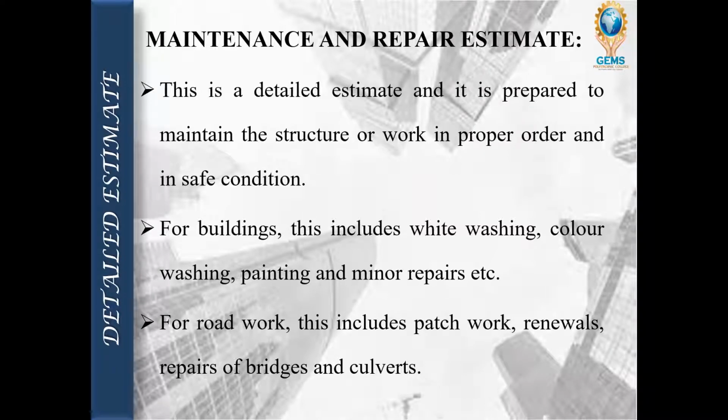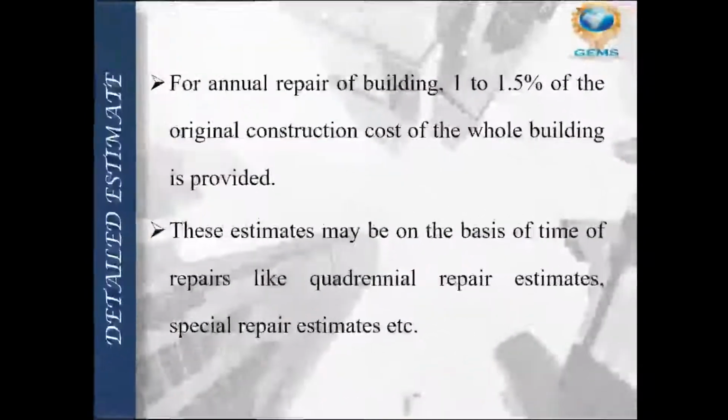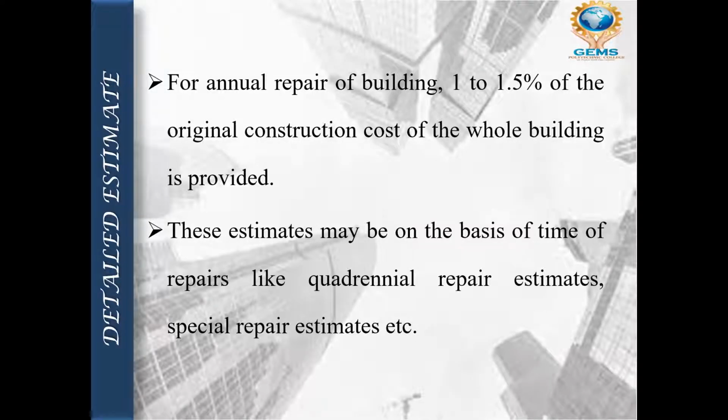Why do we do the maintenance and repair estimate? Because of the cost incurred to bring the asset back to an earlier condition. We have to maintain the present condition of the building, and for that purpose we use this estimate. For annual repair of a building, 1 to 1.5% of the original construction cost of the whole building is provided. Annually they do repair works for every road construction or building.